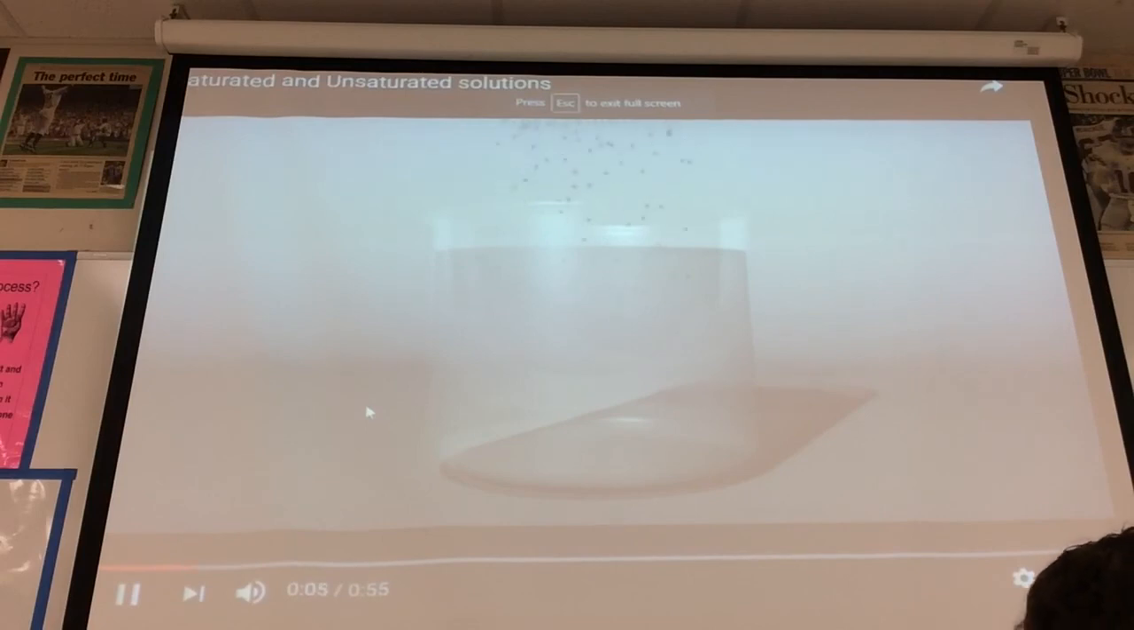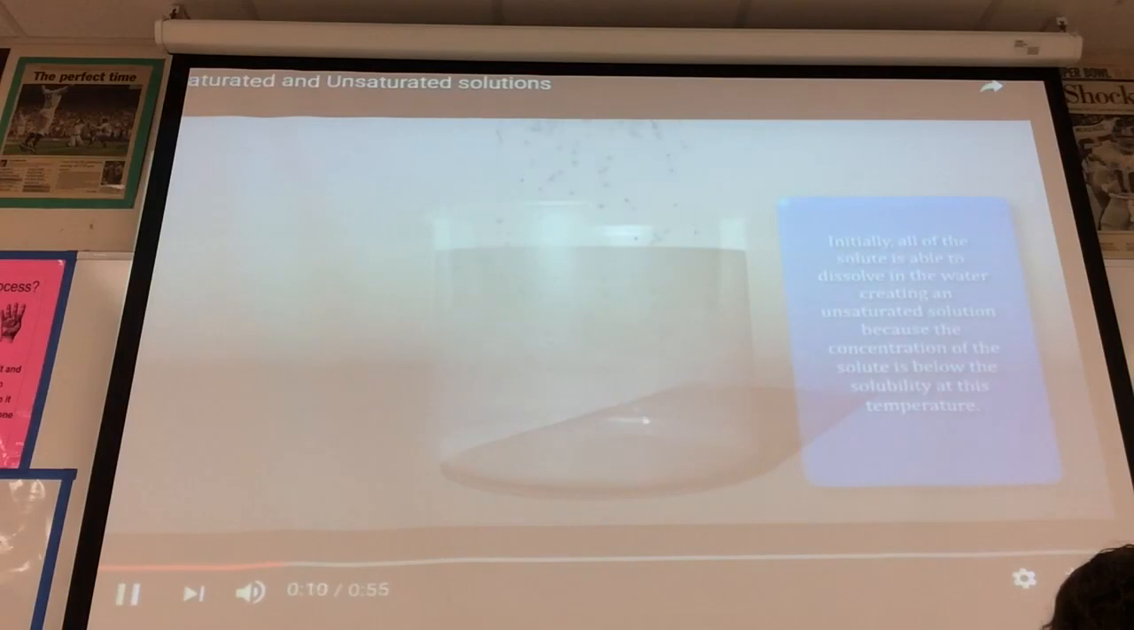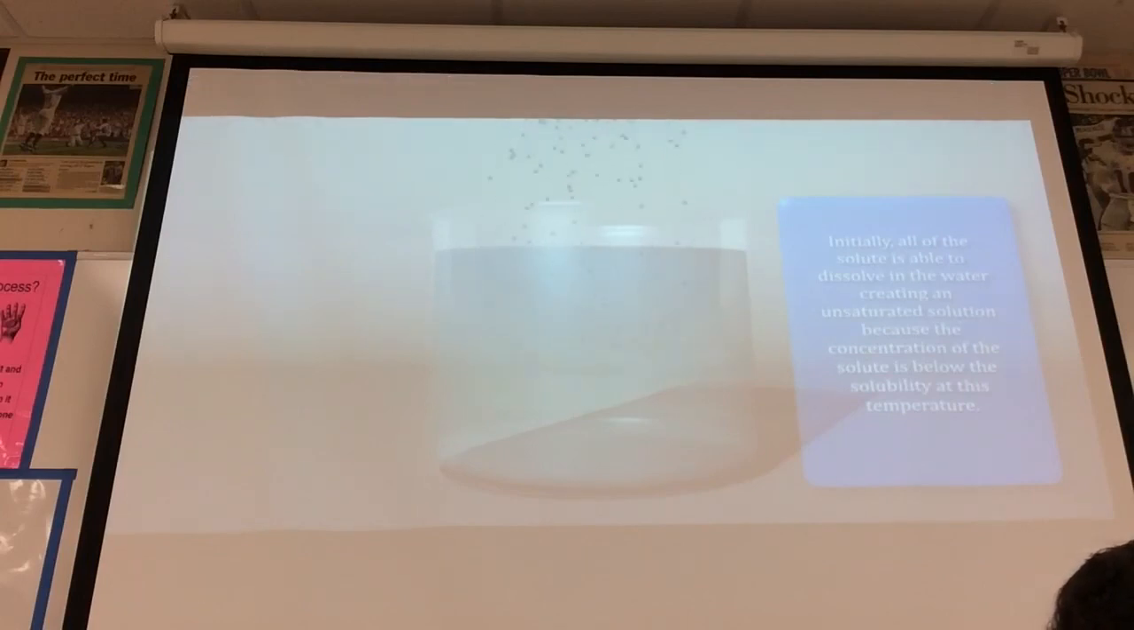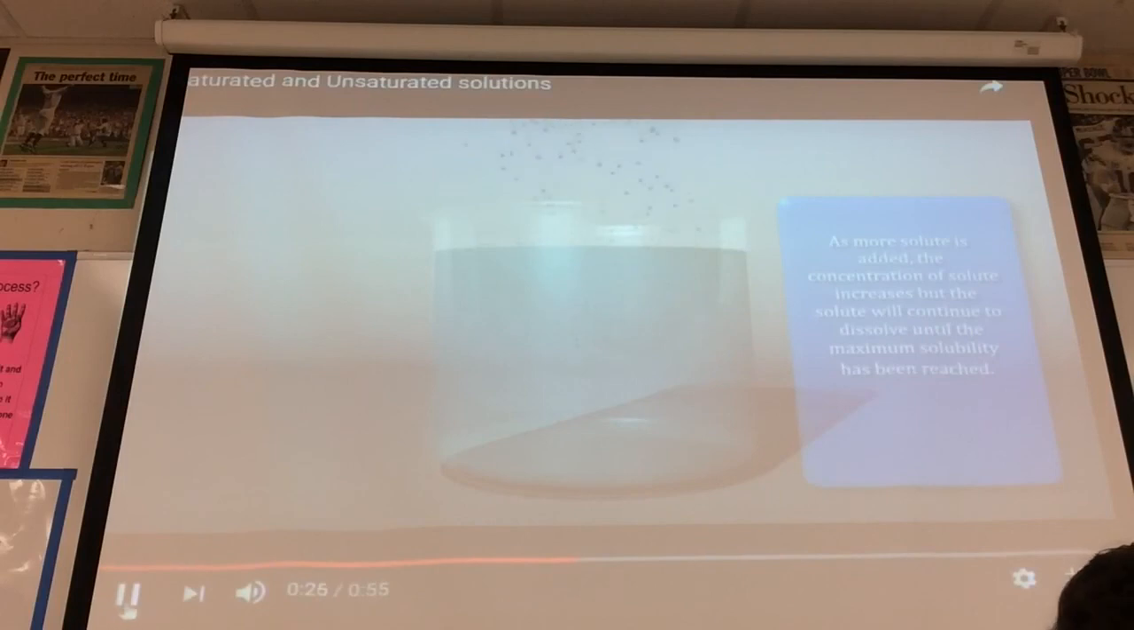So there's a beaker with water, and you've just thrown in a solute, and you can see it's disappearing down here. It's not really disappearing as much as it's dissolving. So initially all the solute is able to dissolve in the water, creating an unsaturated solution because the concentration of the solute is less than what it can be. And then as you add more and more solute, the concentration increases, but the solute will continue to dissolve until maximum solubility has been reached. And we'll talk about how to determine that using a solubility curve.